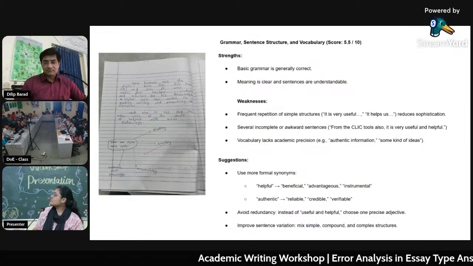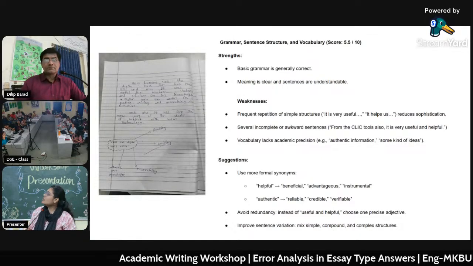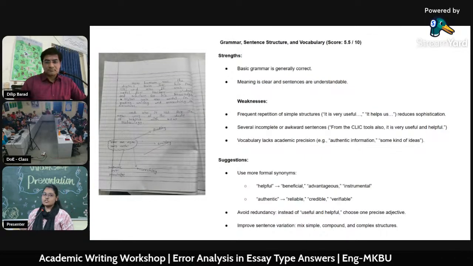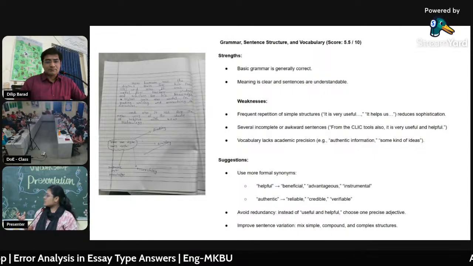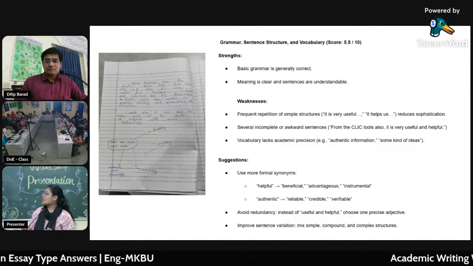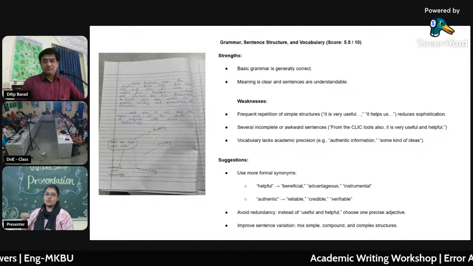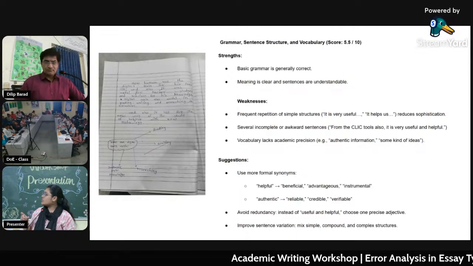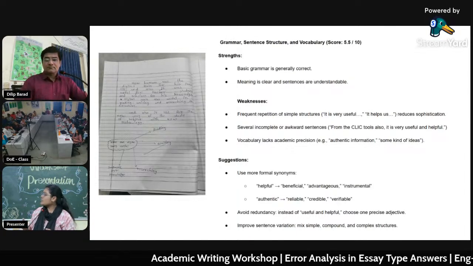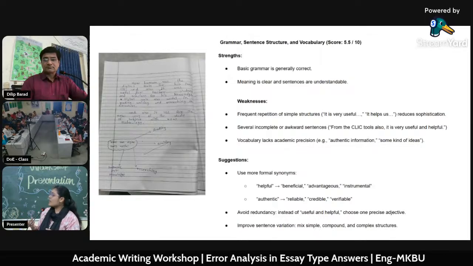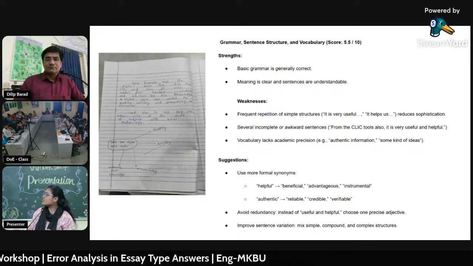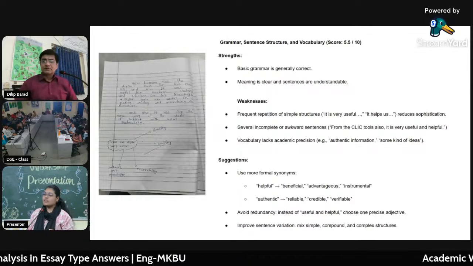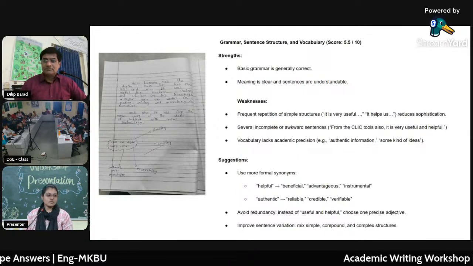With the help of ChatGPT, I will show grammar, sentence structures, and some vocabulary suggestions, such as using a word like helpful. You can use the word helpful, but next time you can use words like beneficial or advantage, and use authentic and verifiable language all the time.